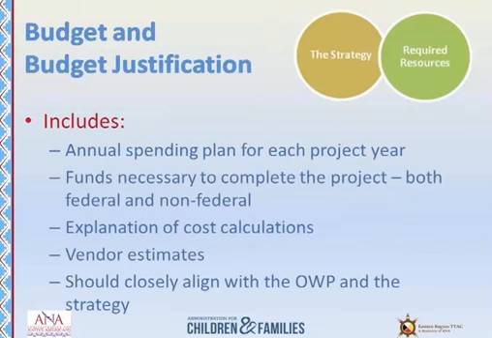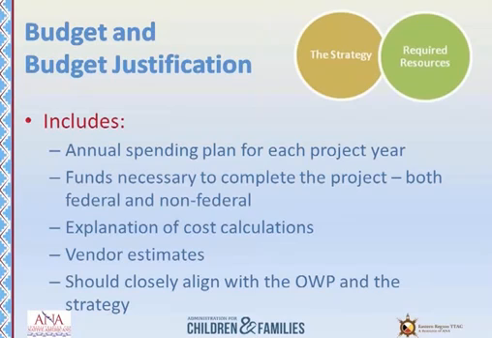When you create your budget, include the cost for all activities described in your OWPs and project strategy. The budget and the OWPs are the 2 parts of your application that should most closely align. It's not uncommon during panel review of applications for reviewers to find costs in the budgets that are not discussed either in the narrative or in the OWPs.